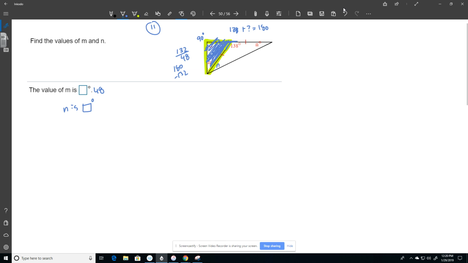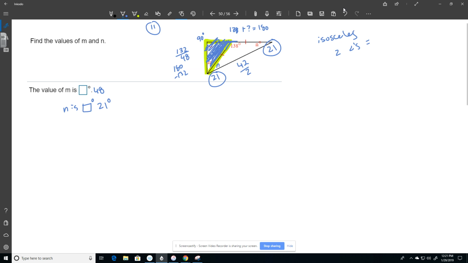So these two angles are actually equal to each other because it's an isosceles triangle. I also know that the angles of a triangle add up to 180. So if this angle is 138, then these two angles have to add up to 42, which means when I divide that in half, one of them is 21 and the other one is 21. So N equals 21 degrees would be my answer.